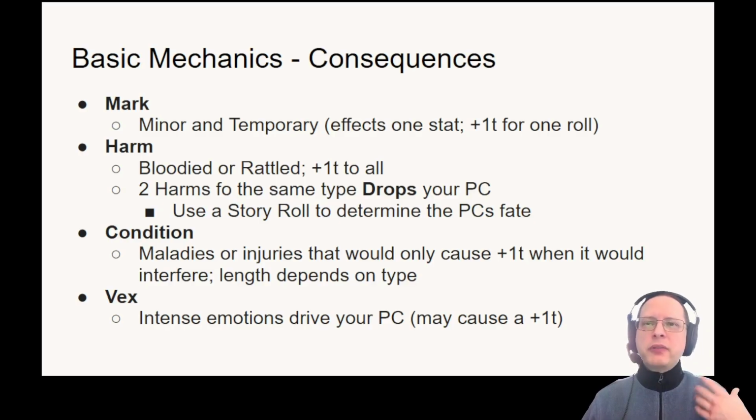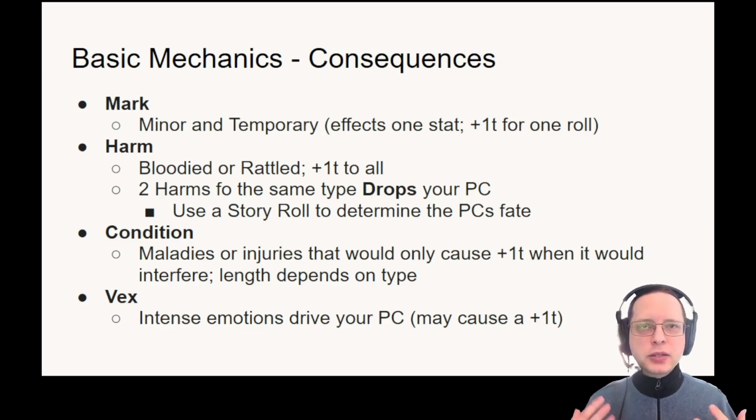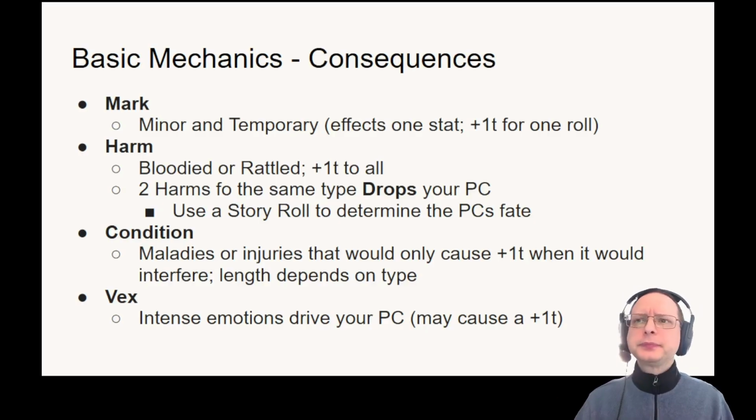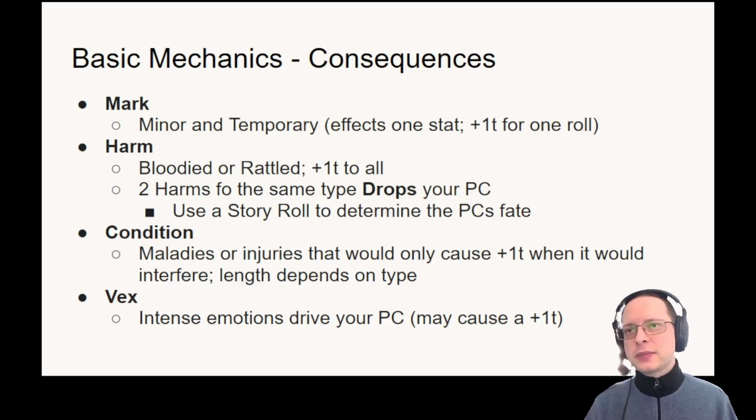Whenever your character does an action and could potentially suffer some form of damage or consequence to themselves physically or mentally as a result, there are two different types. You basically have marks and you have harms. Marks are intended to be minor temporary setbacks. For example, you might have strained a muscle or twisted your ankle, like a minor sprain or something like that. Something you can kind of walk off, or you'll be fine in a couple minutes.